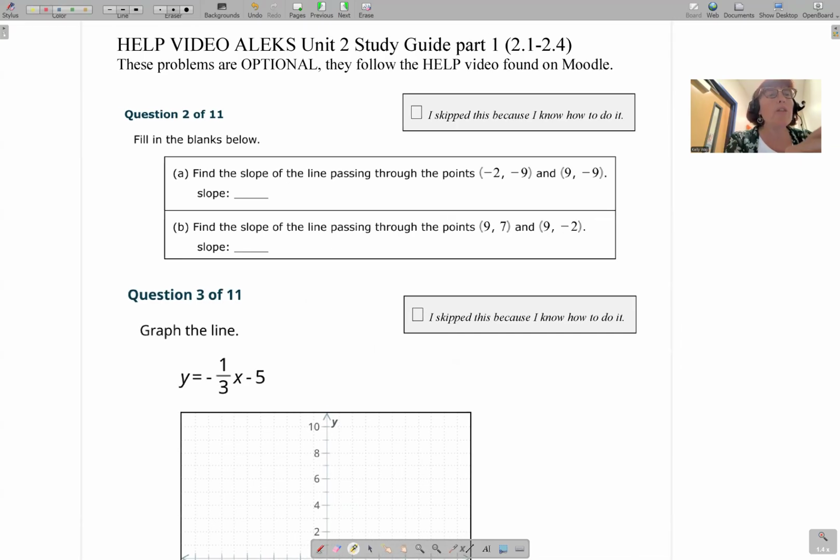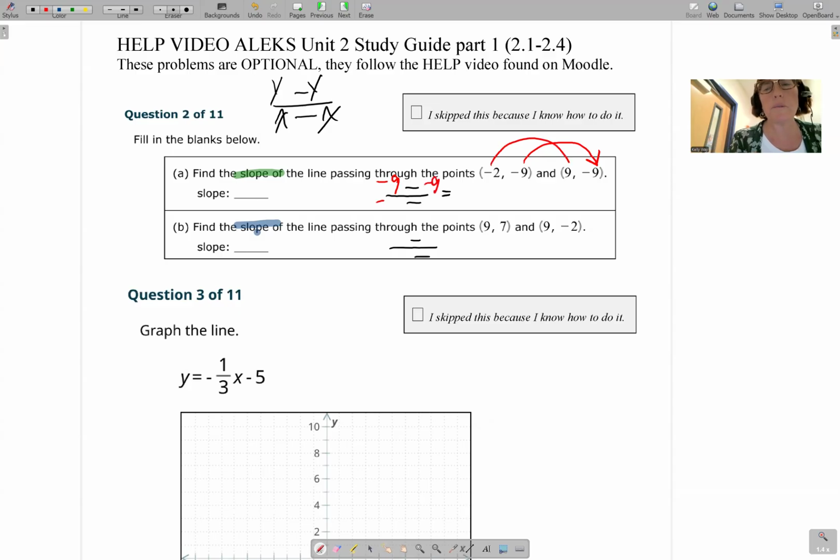So it says to find the slope of the line and then find the slope of the line. So you have to find the slope of the line for both of them. And slope is y minus y over x minus x. So I'm going to find the slope for both. You make your template first. I'm going to go y is on top, x is down below. So y minus y and x minus x.